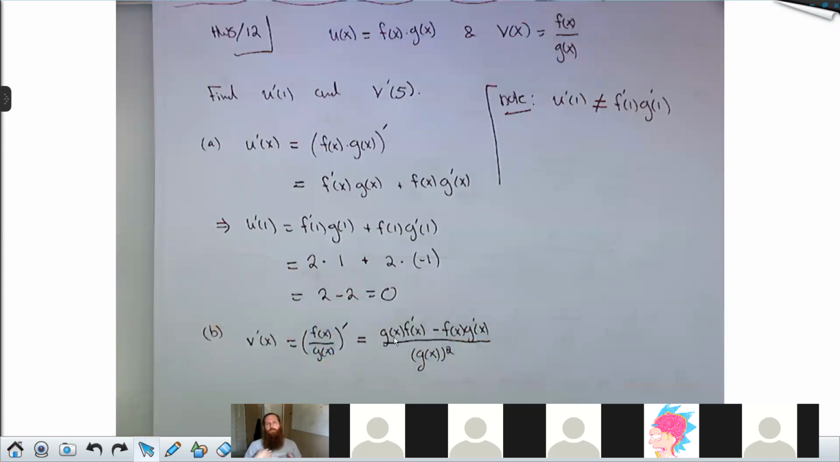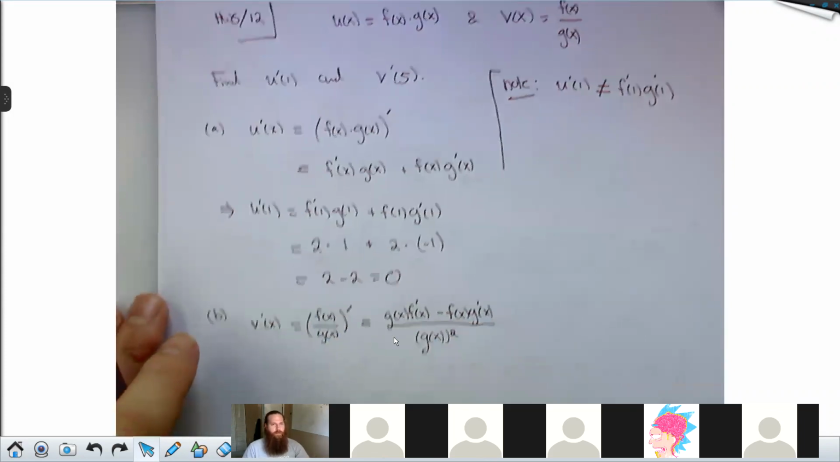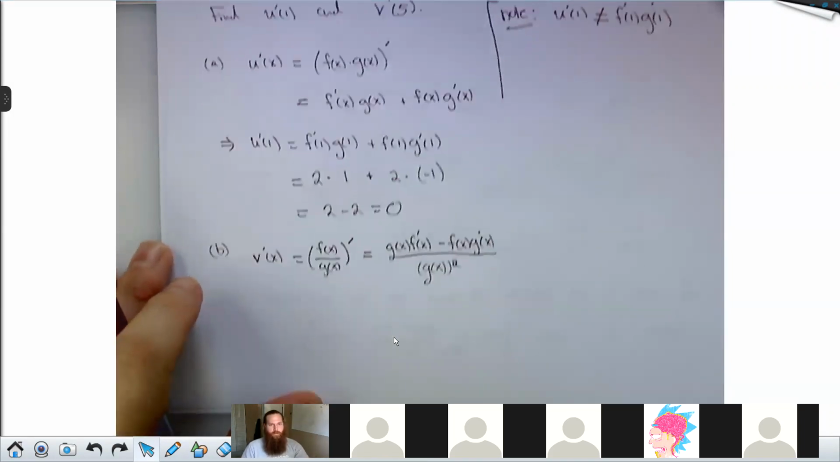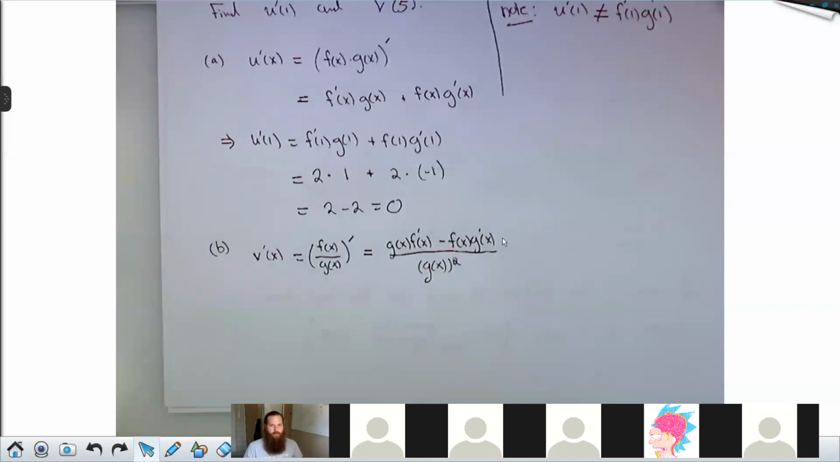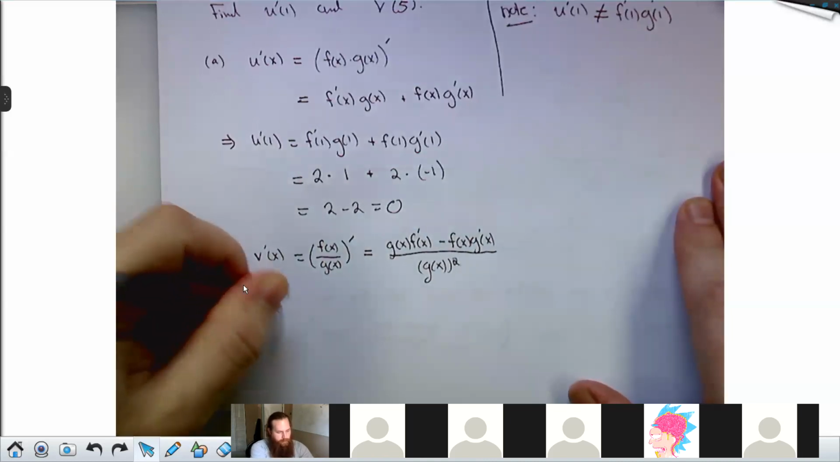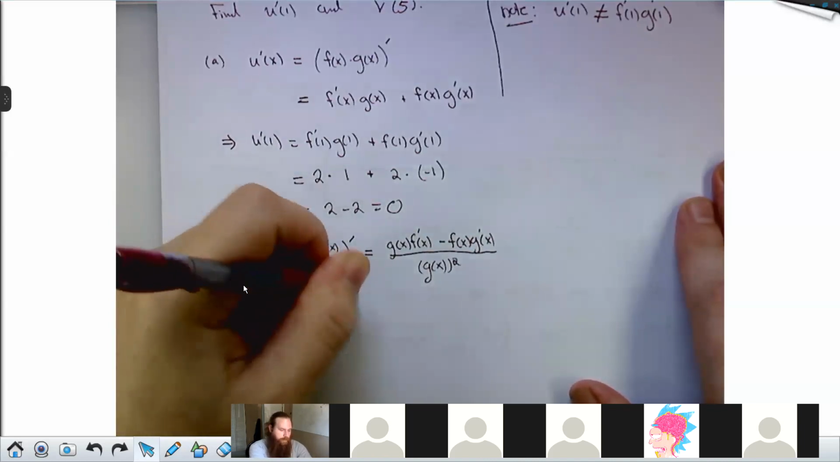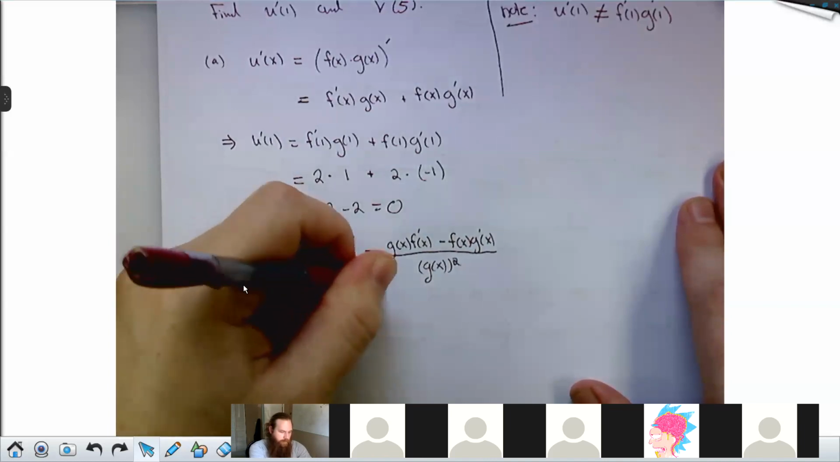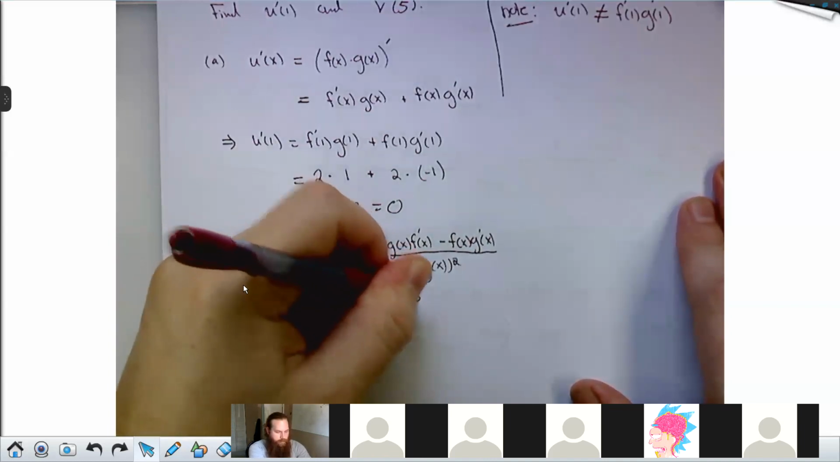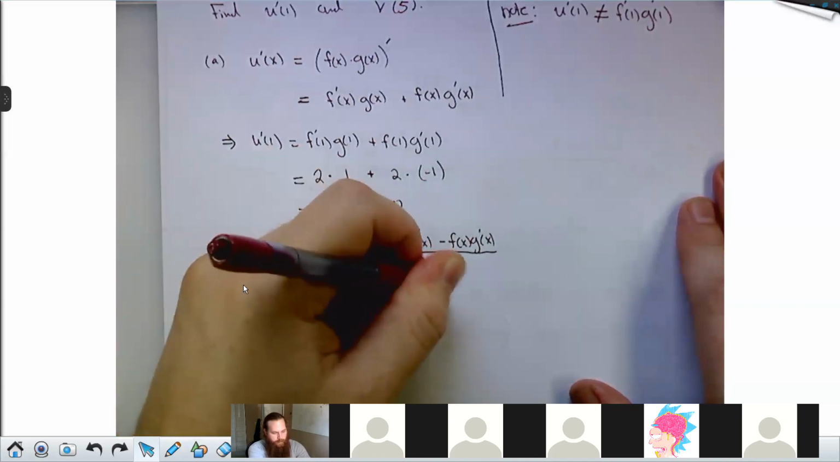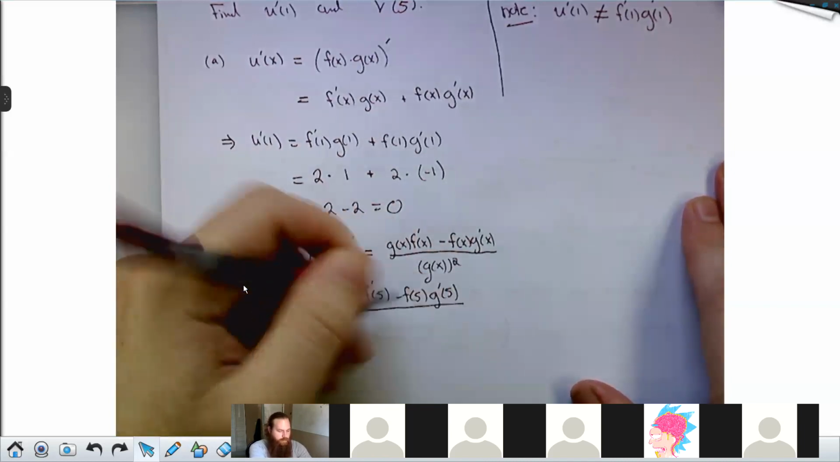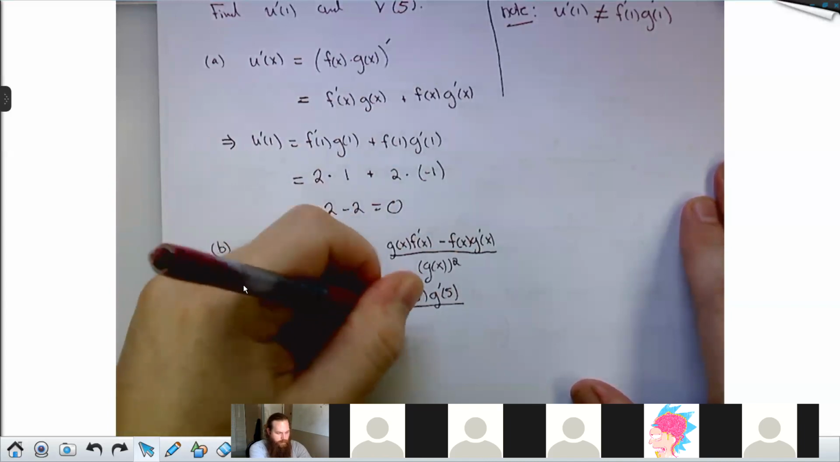The chain rule is a little bit complicated in some ways, and it's more applicable to what we'll be doing after exam 1. So now that we have our schematic, our plan, we can plug in 5, right? Because we wanted v primed of 5. So v primed of 5 is going to be g of 5 times f primed of 5 minus f of 5 times g primed of 5, all over g of 5 all squared.